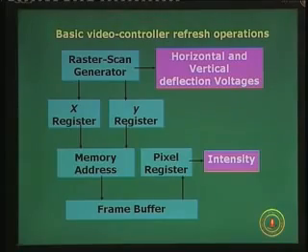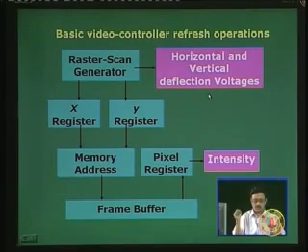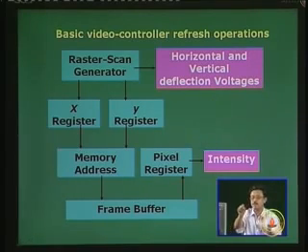So if you look back into the figure, essentially the video controller must give two outputs. First one, if you see within the pink shaded diagram here with white characters, horizontal and vertical deflection voltages, that dictates where the electron beam is currently and what pixel on the screen it is trying to access.